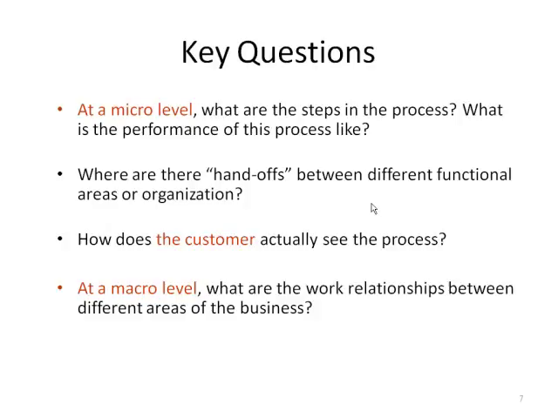Another question we have is, where are there handoffs between different functional areas or different organizations? That is, if a process crosses functional areas or organizations, then we need to think about how those handoffs occur. A third question that comes up when designing business processes is, how does a customer actually see and interface with a process? And finally, at a macro level, what are the work relationships between different areas of the business?